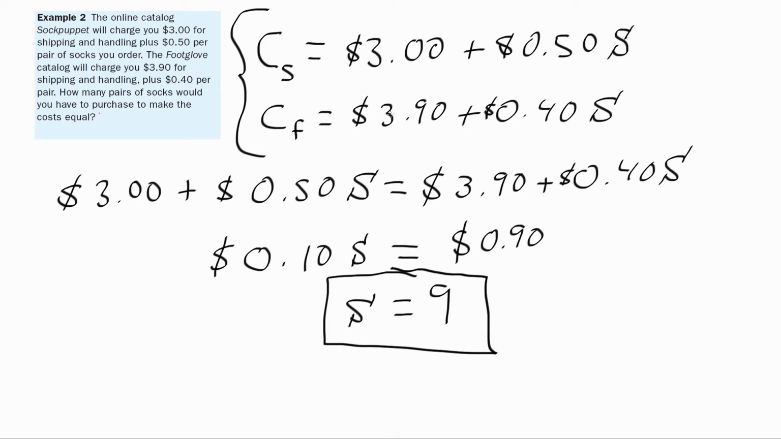Or we could set these up, graph them both, and look for the intersection and see if it is at S equals 9. Okay? So those are your choices for this problem. Let's look at our next one.